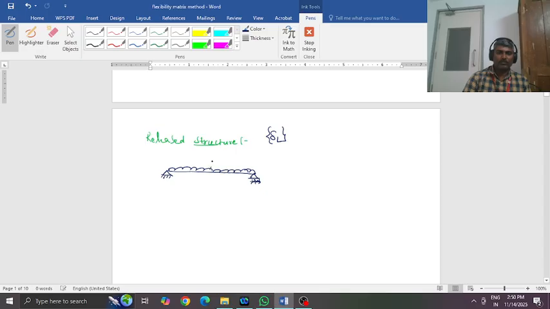So there is UDL present on this beam. This is AB. The UDL value given is 40 kilonewton per meter in the given problem. Just an example problem, 12 meter span. Okay, now what I want is theta A and theta B, right?